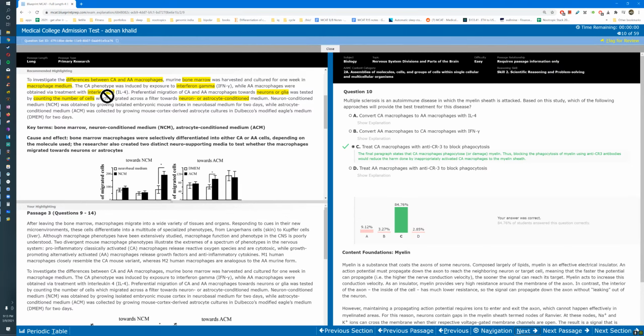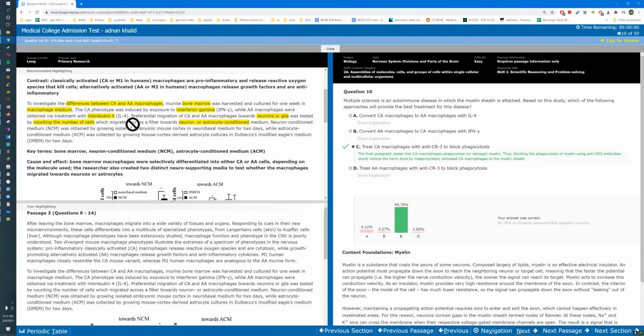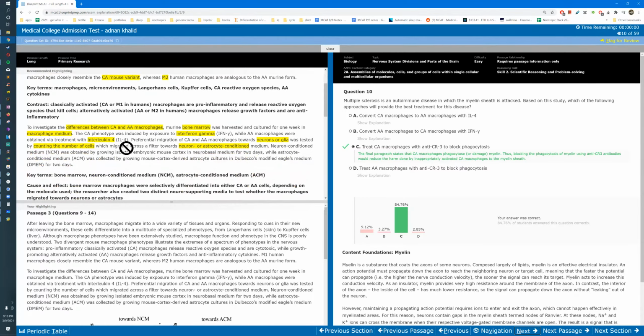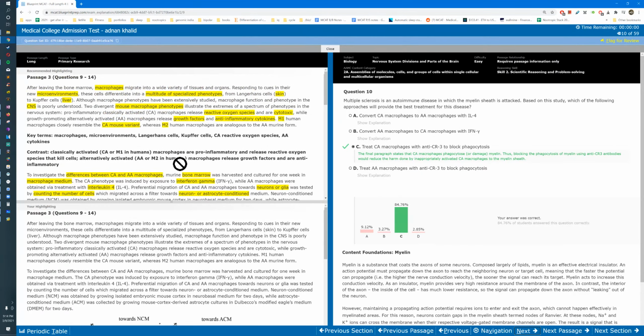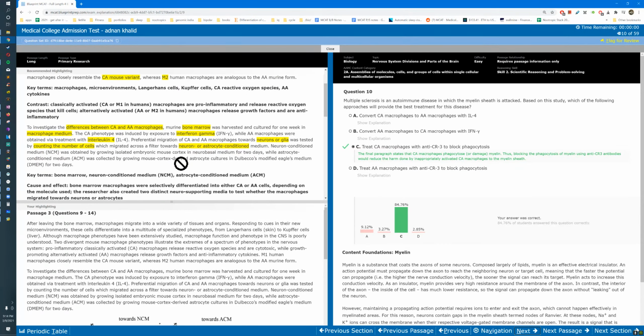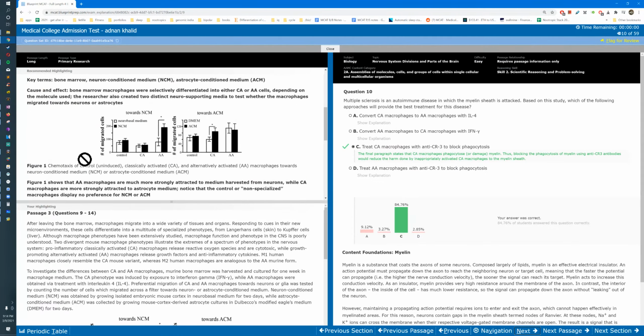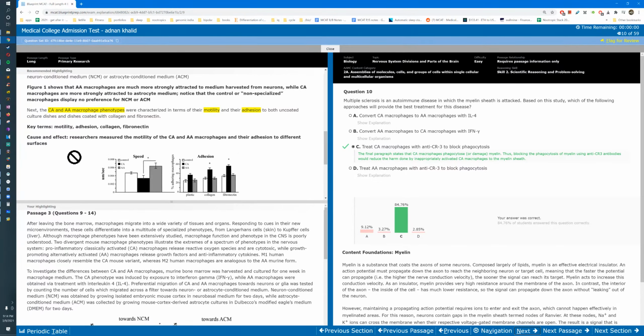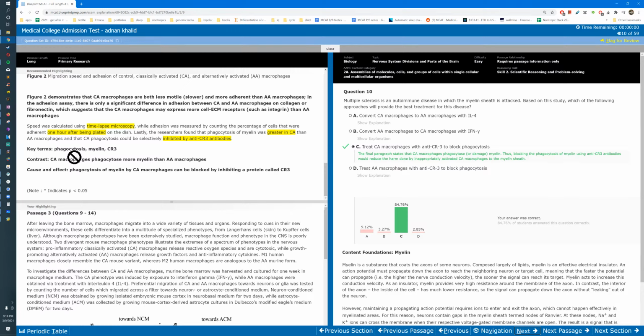IL-4 is what creates AA. So, wait, what? I don't think it works the other way around. If IL-4 makes AA exist, I don't think giving this to CA will make it into AA. I'm actually not sure about that.